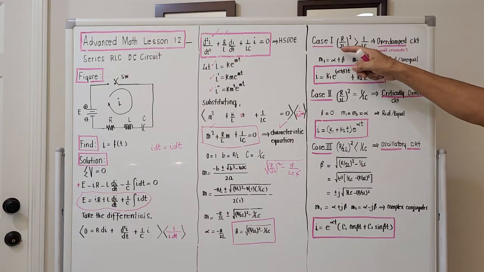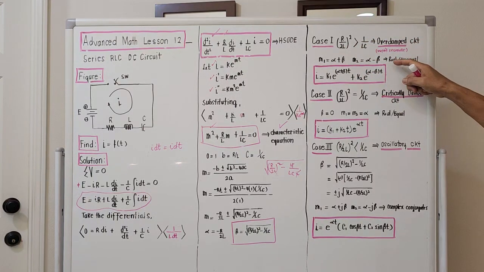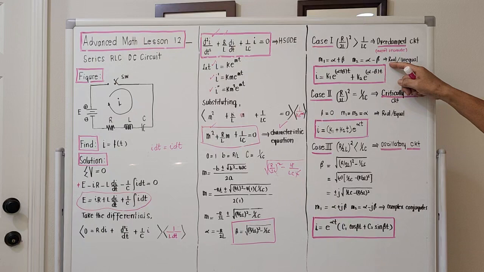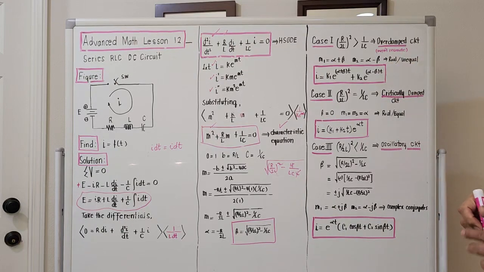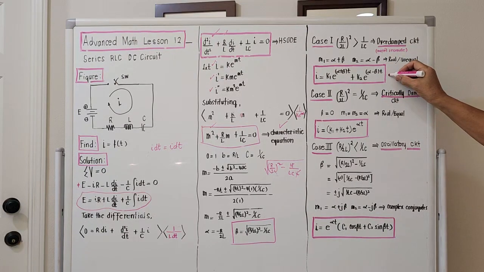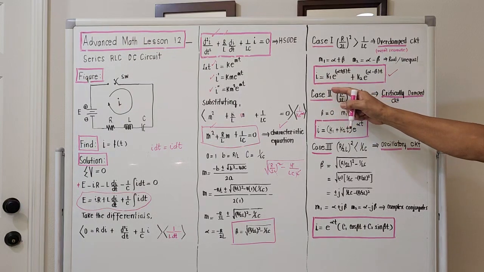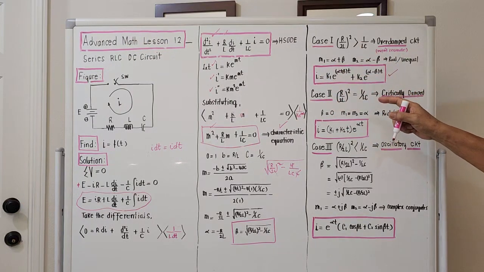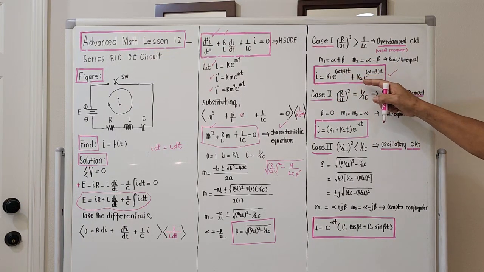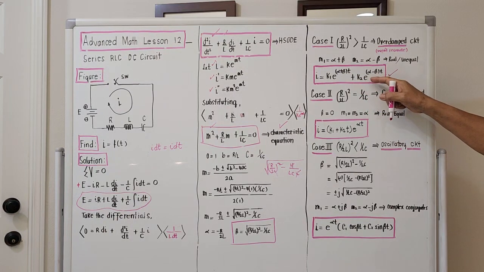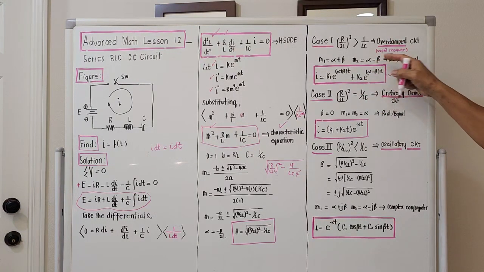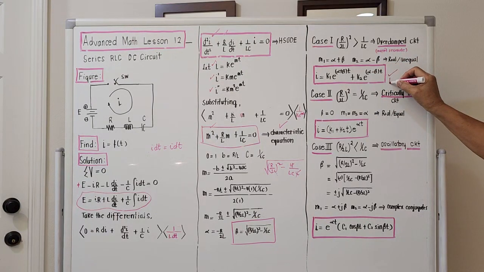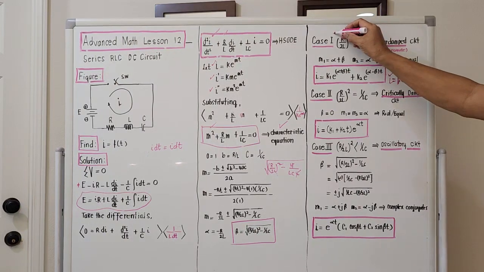For case number 1, if this is greater, the roots will be real and unequal. So the solution of the current now will be this. That is i equals K1 e raised to M1 times time plus K2 times e raised to M2 times time, where M is alpha plus or minus beta. This is now the current as a function of time for case number 1.